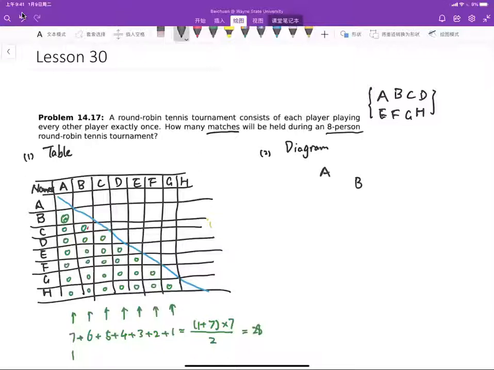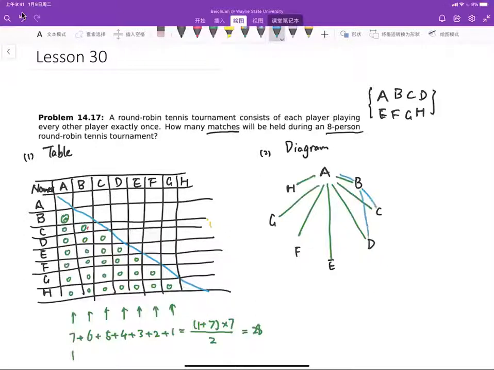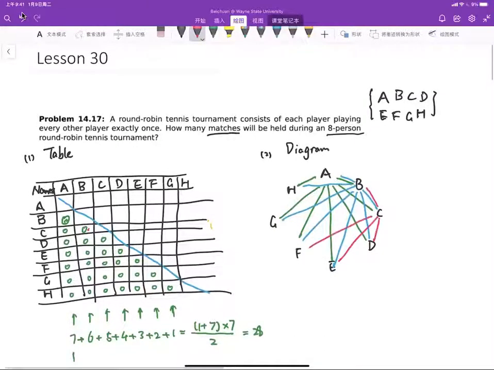So we just put the 8 people in this way. And we know that everyone will play one game with anyone else, right? So A will play one game with B, one game with C, one game with D, one game with E, one game with F, one game with G, and one game with H. And B will do the same thing. So B will play one game with A, then one game with C, then D, E, F, G, and H. And then C will play one game with B, then one game with D, E, F, G, H, and A.